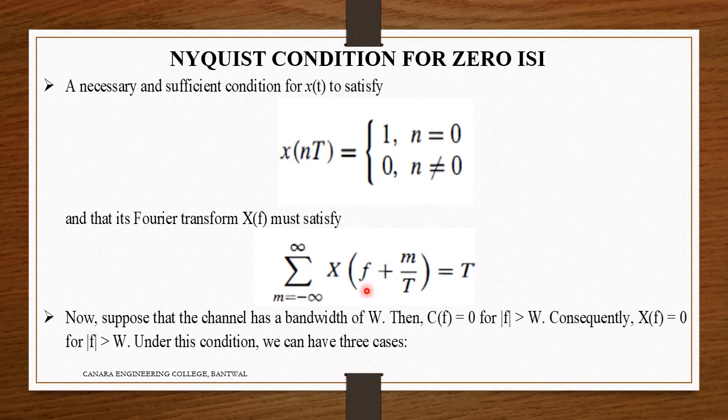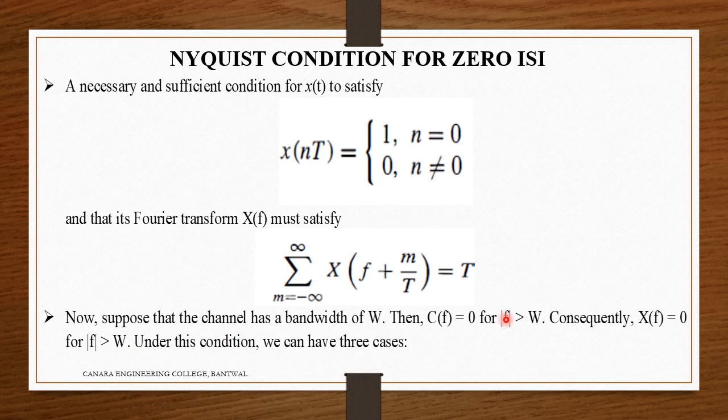Okay, now suppose that the channel has a bandwidth of W. Then C(f) is equal to 0 for |f| greater than W, that is, anything greater than the bandwidth. Consequently, X(f) is equal to 0 for |f| greater than W. Under this condition, we have three cases.